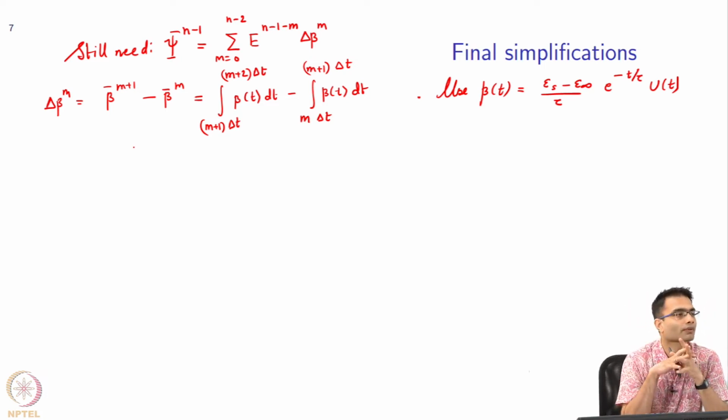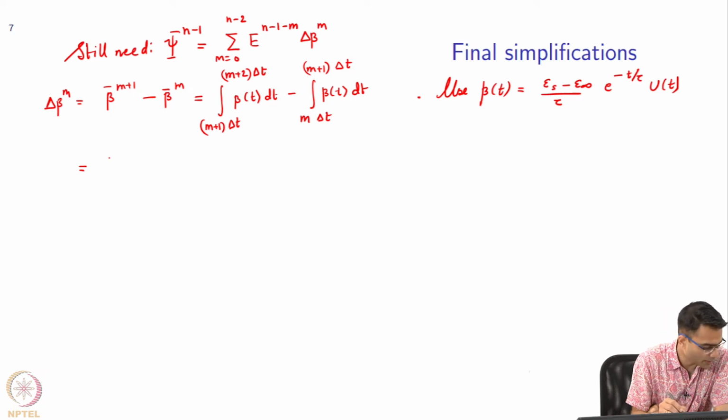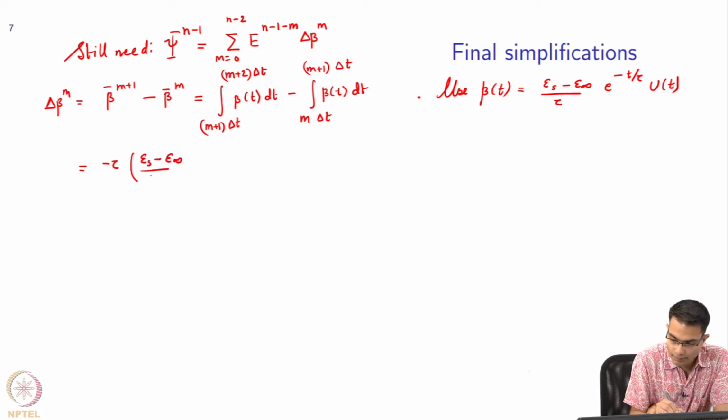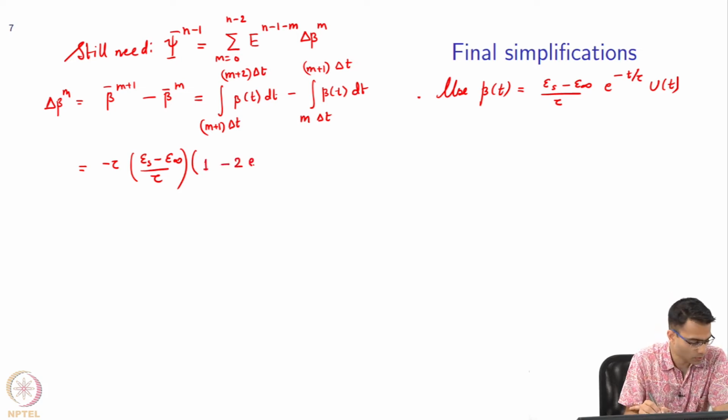How many terms do you expect will happen? 4 terms. Each exponential, when I integrate, I will get an exponential. The limits will give me two terms, and there will be one common m plus 1, right. So, I should expect 3 terms when I evaluate this integral. Okay, this is just to anticipate what happens. So, this expression, let me write it. So, I get a minus tau. There is this epsilon s minus epsilon infinity by tau that was already there in the definition of beta t. Then when I integrate e to the minus t by tau, I get a minus 1 by tau. So, that is a minus tau over there, and I should get 3 terms, okay. What will be common to all of these 3 terms will be e to the minus m delta t by tau, right. So, I can write this as 1 minus 2.